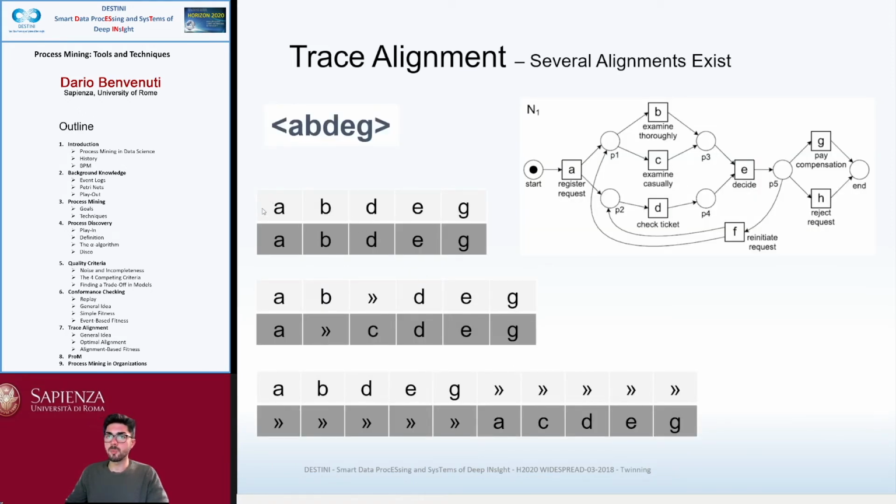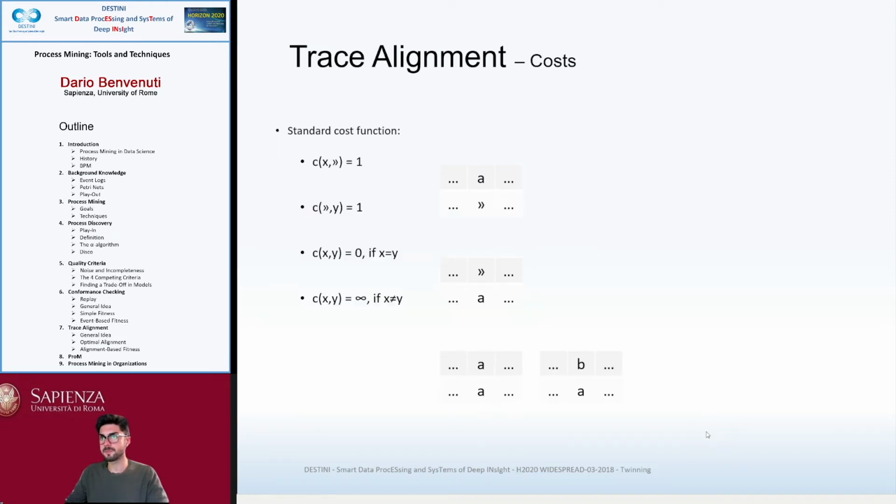Here, for example, we can see the perfect one that we saw before. We can see one in which we have one move in the model only and one move in the log only. And in the end, we can see the worst case possible, which is the alignment in which first we have all the moves only in the log, and then we have all the moves only in the model.